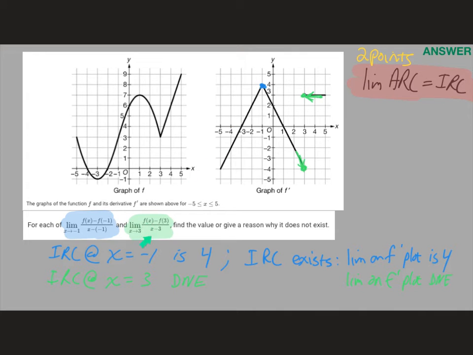For the second question, the limit as you approach 3, again, if you look at this, it's a little bit of a hint as to what's going to happen. As you approach 3, the limit from the right and the limit from the left are different. That limit doesn't exist. So the instantaneous rate of change doesn't exist. The limit on the f prime plot does not exist.